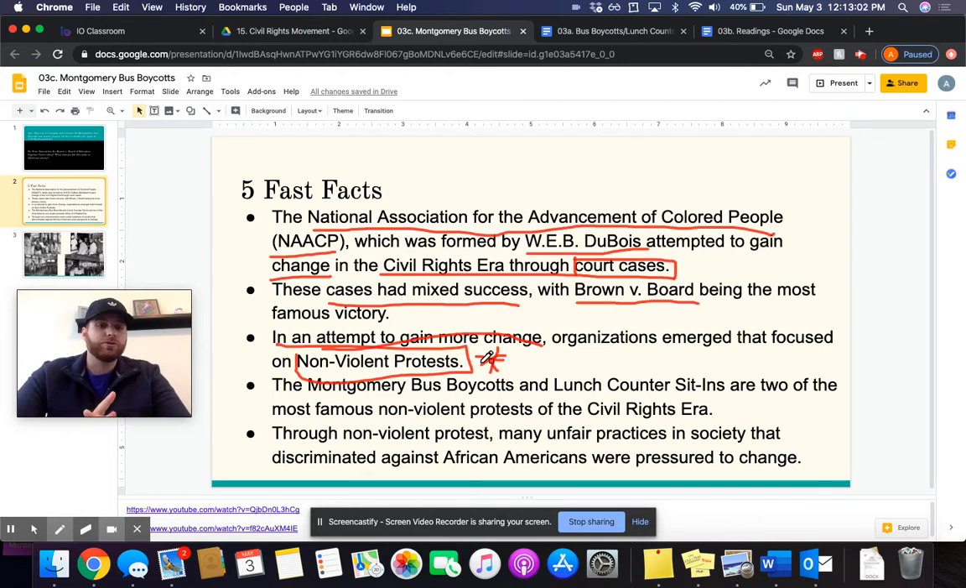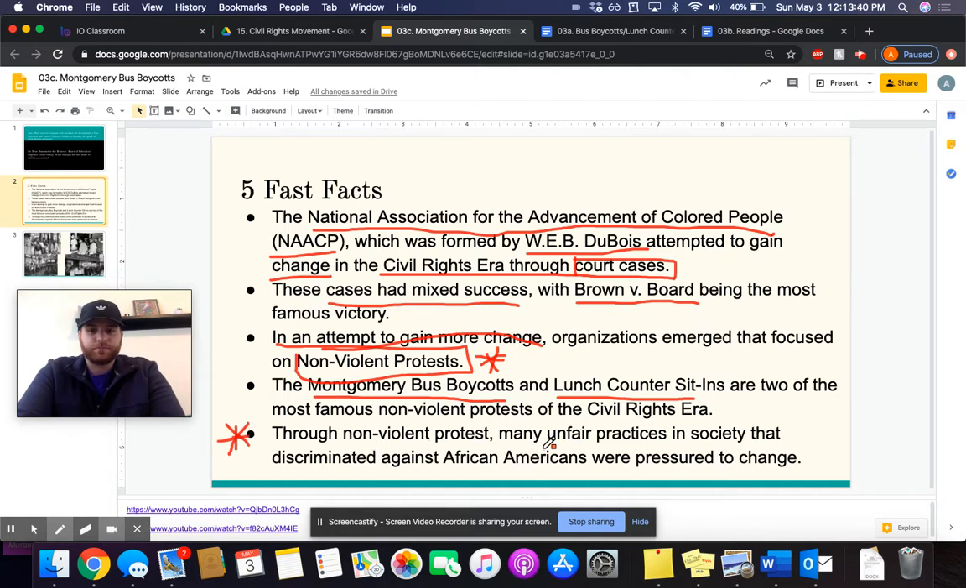example of an individual who uses nonviolent protests is Gandhi. Okay, Nelson Mandela in South Africa is also credited with utilizing some nonviolent protest tactics as well. Okay, so for us today, our two examples of nonviolent protests we're going to be looking into, Montgomery bus boycotts and the lunch counter sit-ins, are two of the most famous nonviolent protests of the civil rights era. And this last bullet's really important because it's really kind of explaining the purpose and methodology behind those nonviolent protests.